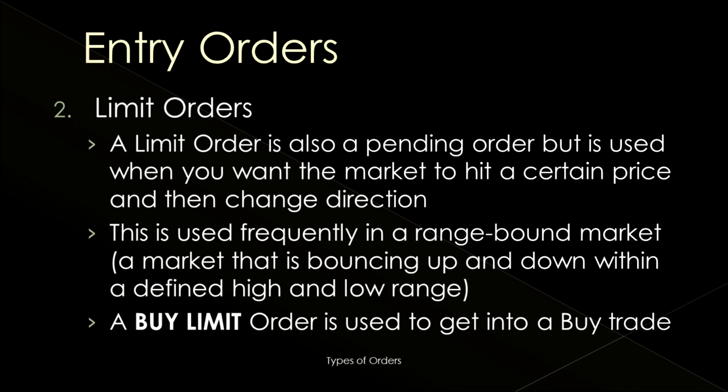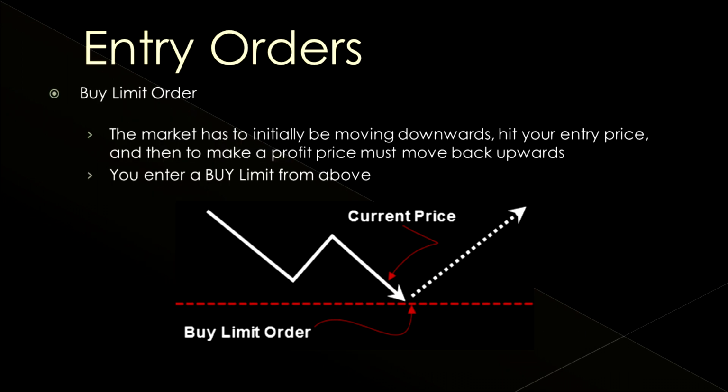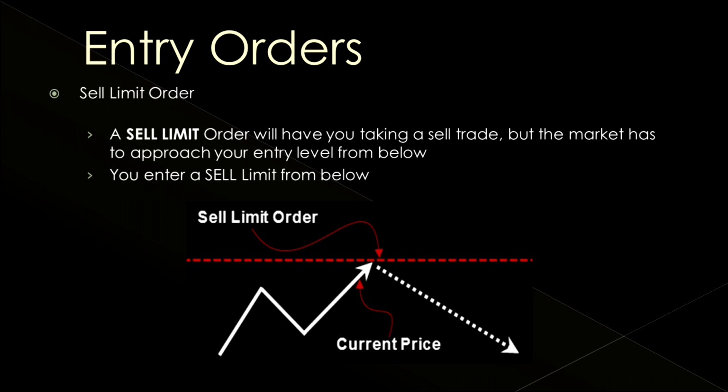And a buy limit order is used to get into a buy trade. So let's have a look here. The market has to initially be moving downwards, hit your entry price, and then price must move back upwards to make a profit. So you enter a buy limit from above. Once it hits that level, you're in the market and you're going long. The sell limit is exactly the opposite. You will be taking a sell trade, but the market has to approach your entry level from below, and that's how you enter the market, as you'll see on the image.